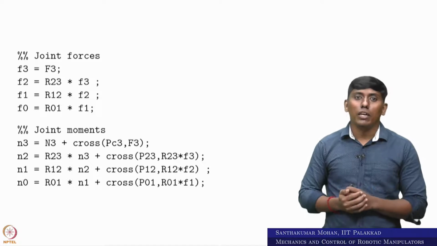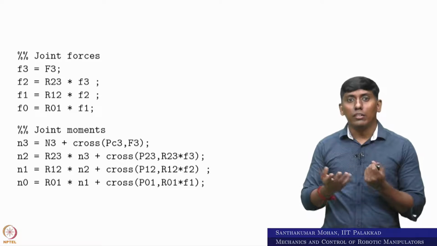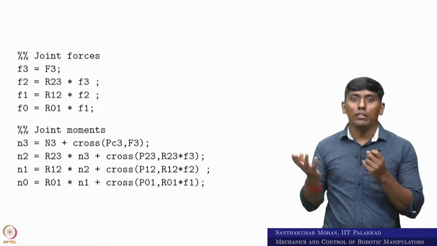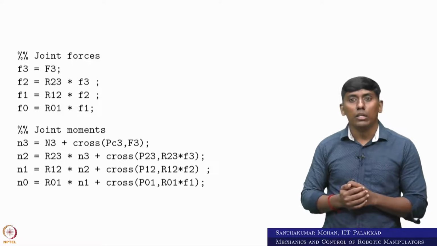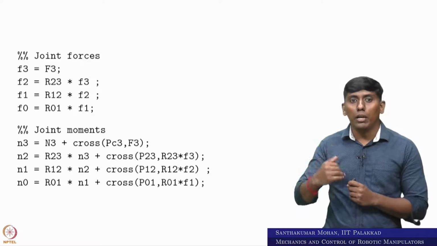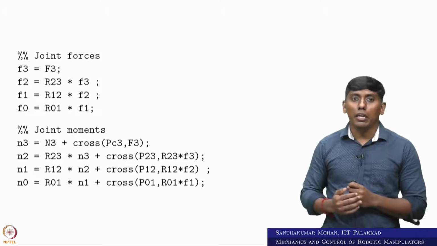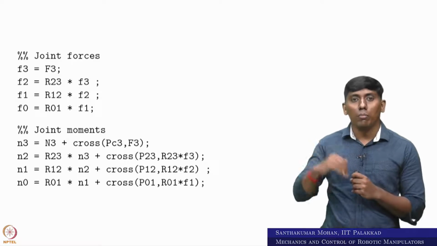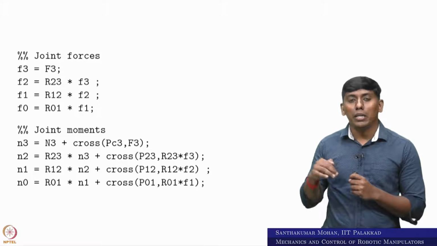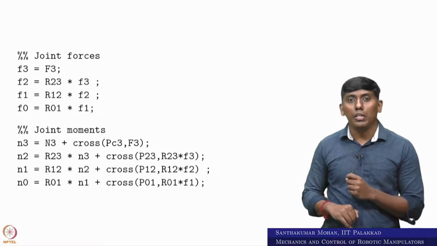In a similar way you can come to the joint moment. So small n3 is capital N3 plus the moment or the couple generated by the initial force. Then you can come backward N2, N1 and N0, where F0 and N0 are the shaking force acting on the ground of the body, and similarly the shaking moment acting on the ground based on the body motion.